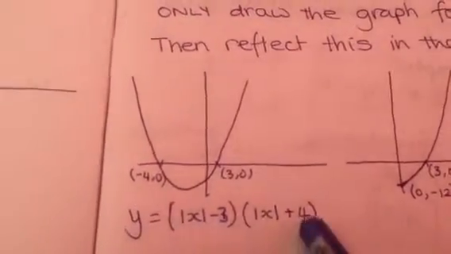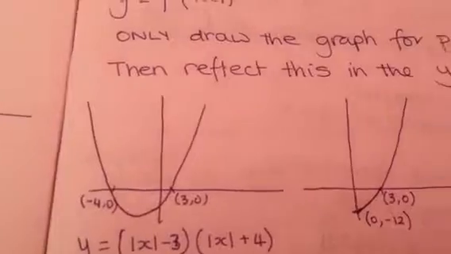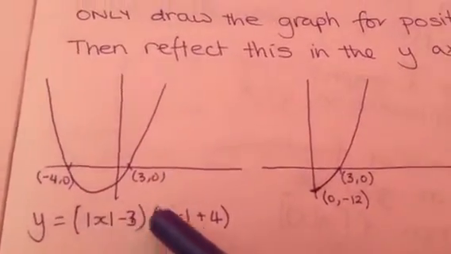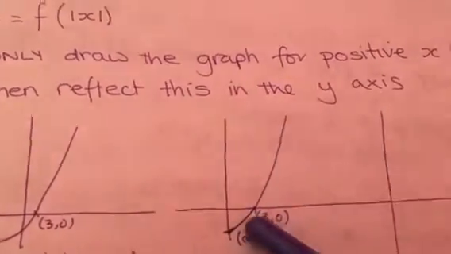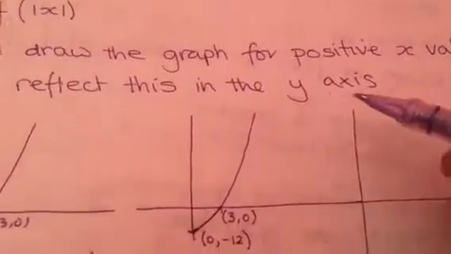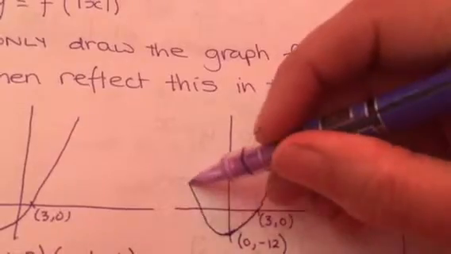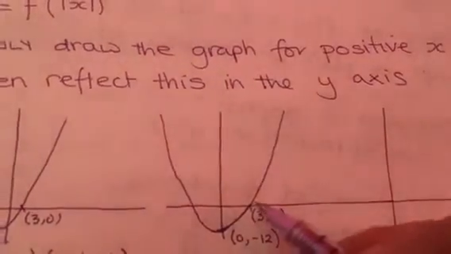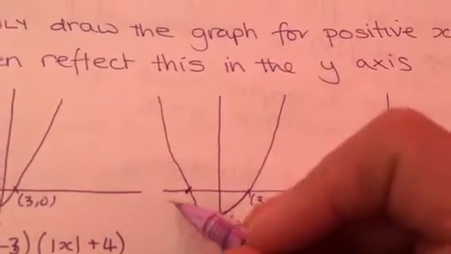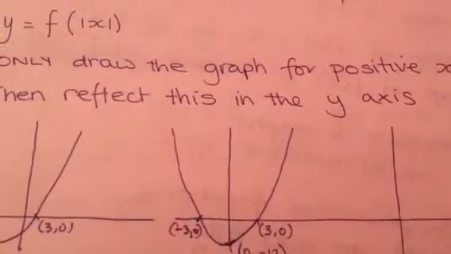So if I was drawing y equals x minus 3, x plus 4, this would be my basic graph. But because it's the modulus, f of the modulus of x, I only draw the positive x values, and then what I need to do is reflect those in the y-axis. So I've got this shape, and then I need to just reflect this in the y-axis. So this point was at 3, 0, so this point is at minus 3, 0, because it's the reflection.